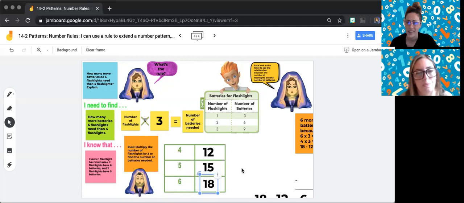Perfect. Are we done now? Not yet. Now we have to figure out how many more batteries are needed for 6 flashlights than 4 flashlights. And I know when I have to compare numbers, I need to use subtraction. Yeah, because we're asking to find how many more. So which number will we use first? Let's take the greater number, which is 18 batteries for 6 flashlights, and subtract 12 batteries for 4 flashlights.